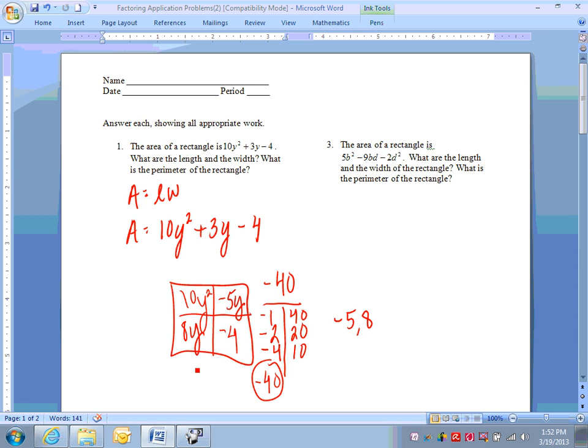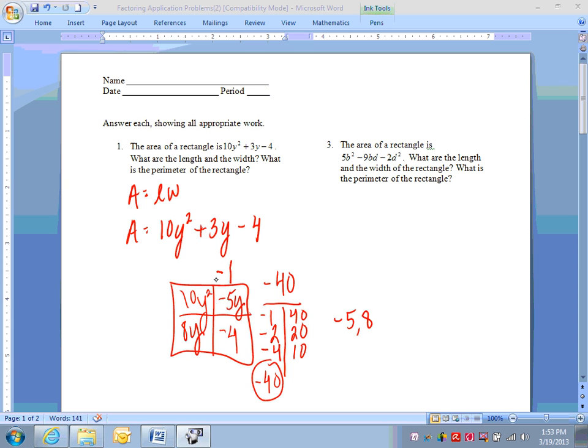Now we have to pull out the GCF. So I'm going to find the GCF of negative 5y and negative 4. Well, the GCF there is just 1. That's the only thing that goes into both negative 5y and negative 4. And the 1 needs a negative in front of it because the box closest to that number is negative, so it has to have a negative.